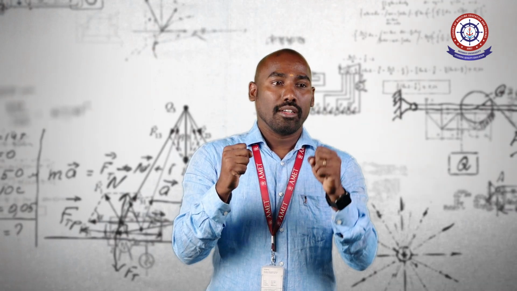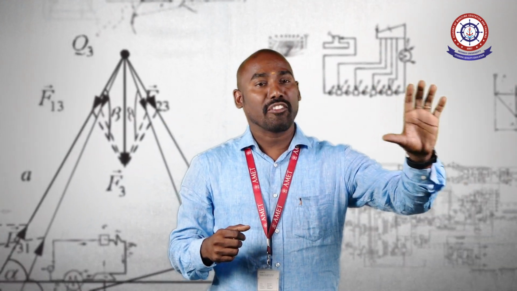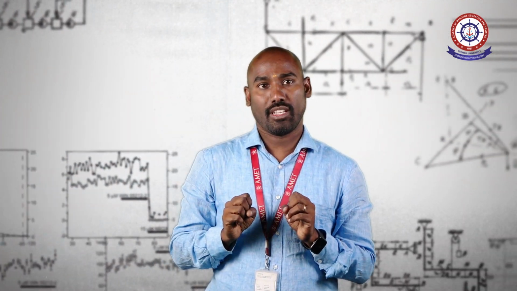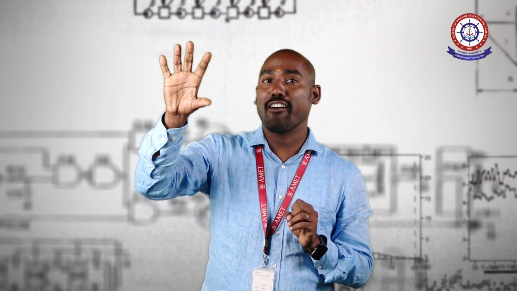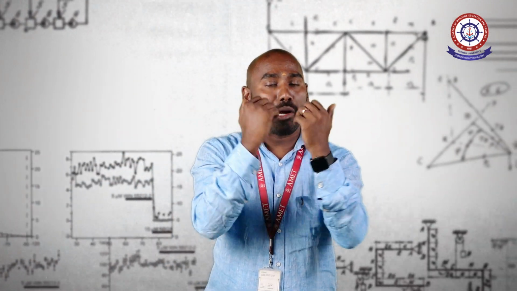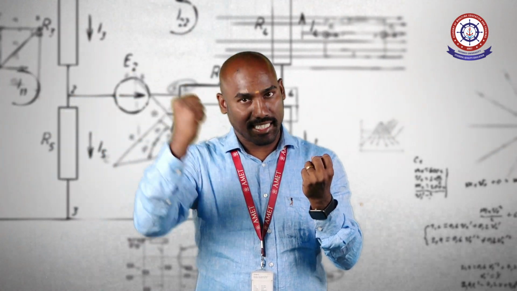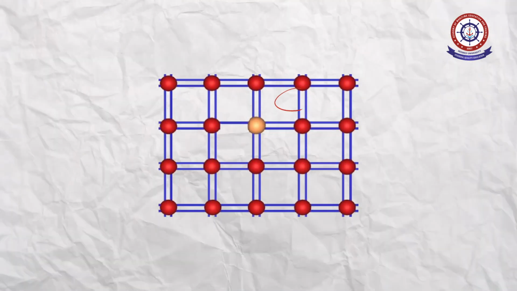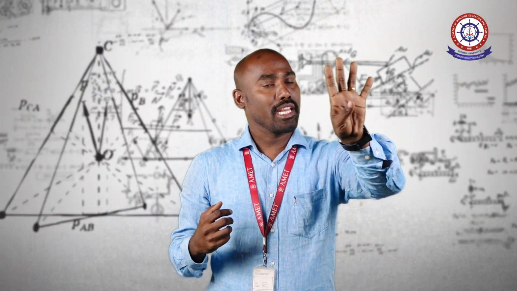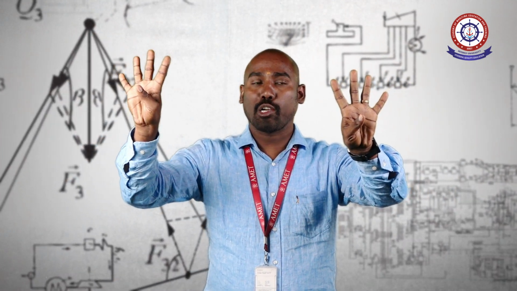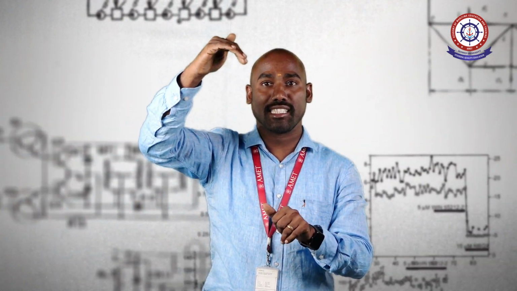N-type semiconductor means we have taken a pure semiconductor with a tetravalent atom and a pentavalent impurity, that means 5 valence electrons in the outermost orbital. Example: germanium and arsenic combine to form a semiconductor. Germanium has 4 valence electrons, arsenic has 5. So what happens? 4 electrons of arsenic and germanium combine, and 1 electron remains free in the middle.